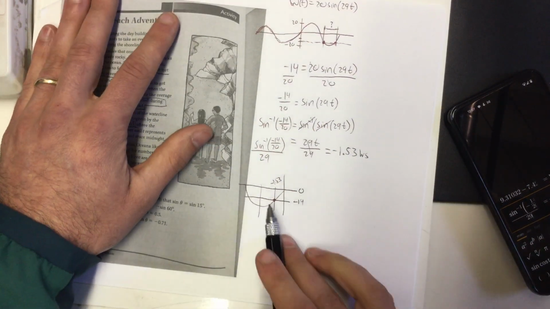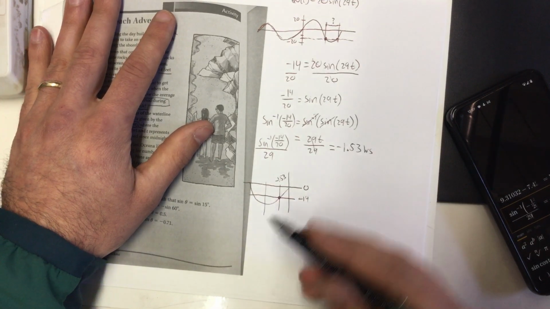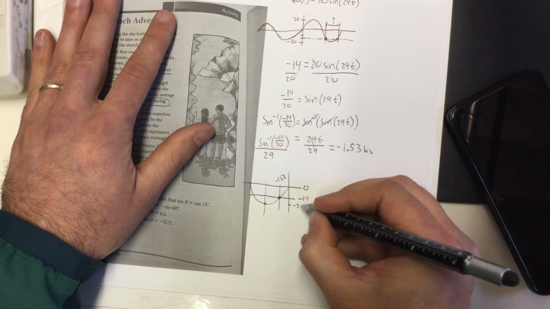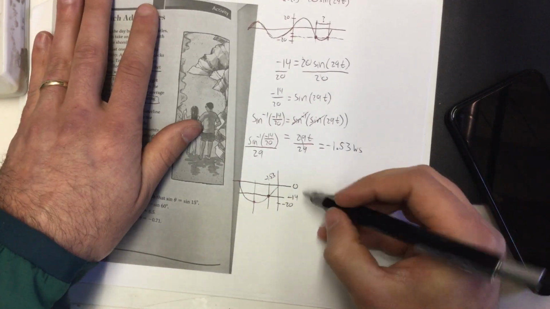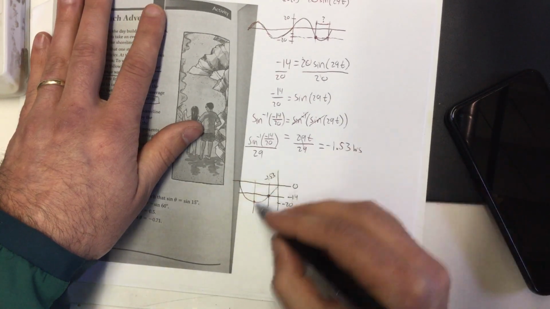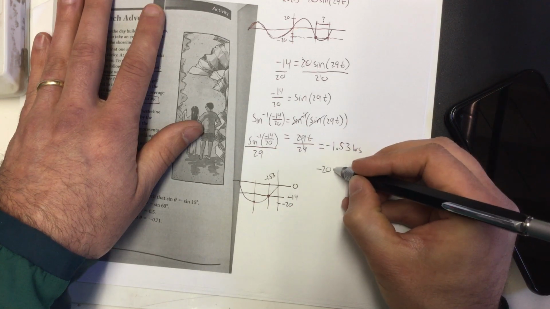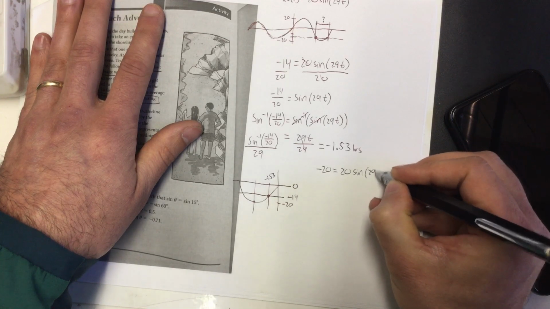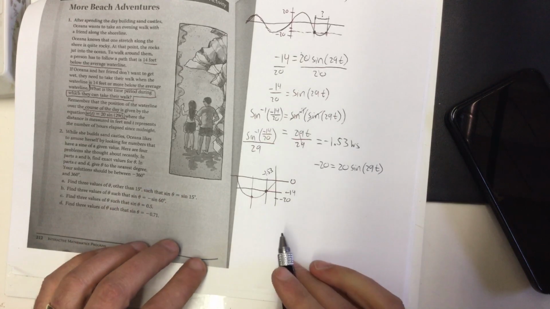Okay, then our next question is, well, how long is it to get all the way down, right? And we know that our minimum is negative 20 feet. And we're going to solve it the exact same way. So check this out. We're going to say that negative 20 feet is equal to 20 times the sine of 29t. And we're going to solve for t the same way. I'm going to do it a little bit quicker this time.